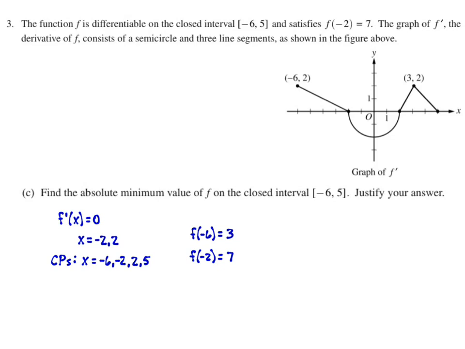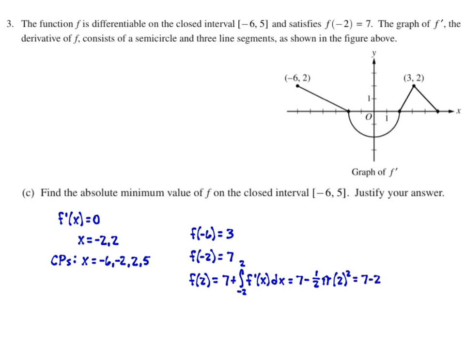F of 2, we're going to have to do some work here. It's going to be 7 plus the integral from -2 to 2 of f prime of x dx. That's just like what we did on part A. And so now we're looking for the integral from -2 to 2. And so we can see that that is just this semicircle. So it's going to be -1/2 pi times 2 squared.